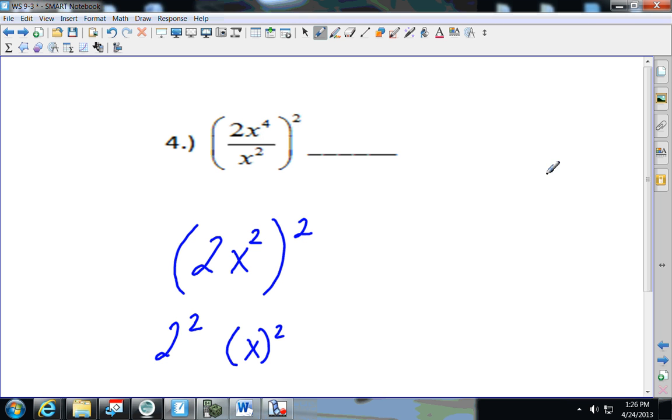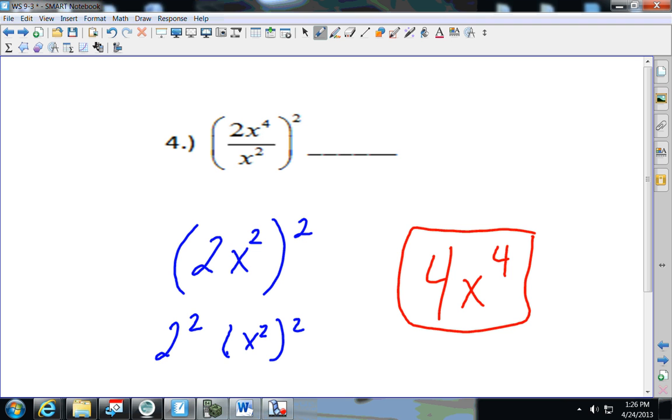Whoops, I wrote that wrong. Let's try that again. X squared to the 2nd power. So when I do that, 2 squared is 2 times 2, so my answer is 4. 2 to the x squared to the 2nd power, 2 times 2 is 4, so it's x to the 4th power. That is my answer for this one.